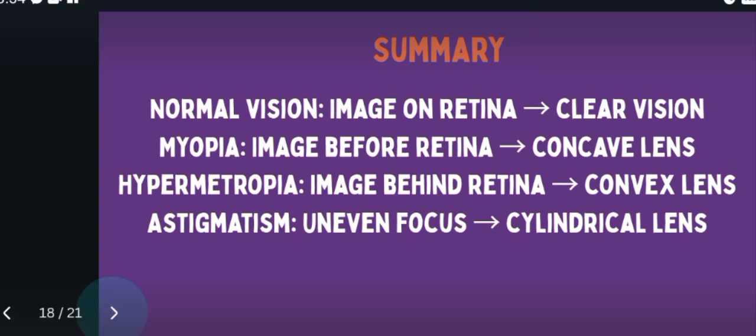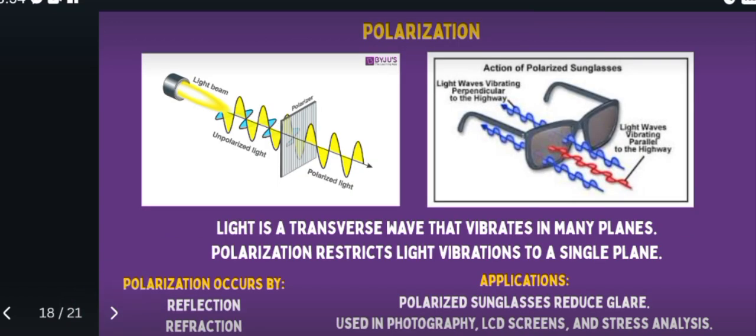So next, I'm gonna discuss the polarization. Polarization: light is a transverse wave that vibrates in many planes. Polarization restricts light vibrations to a single plane.